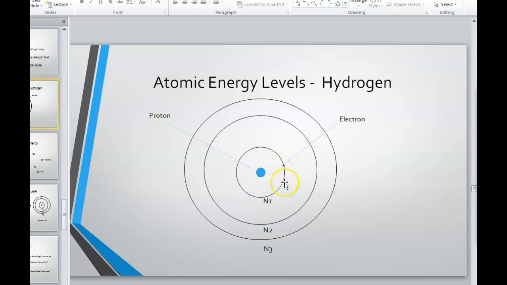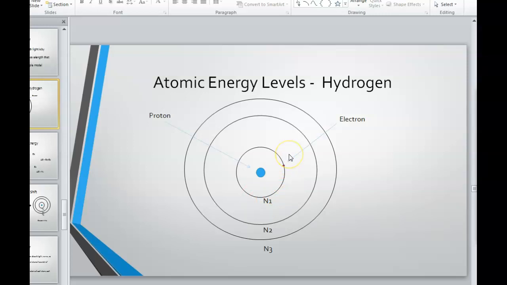Each of these shells will fill up with the appropriate number of electrons. They all hold different numbers of electrons. This first shell holds 2. So we can put another electron in this shell, but hydrogen only has 1. And so the ground state is with all of the electrons in the lowest energy that they can possibly get to. For hydrogen, that is with the electron in this n1 energy level or n1 shell.